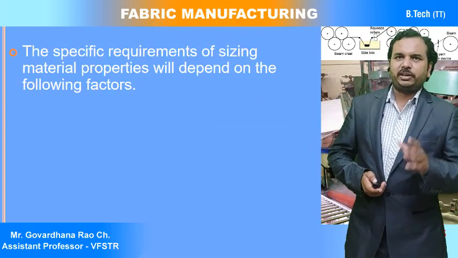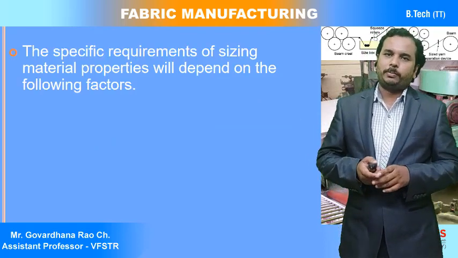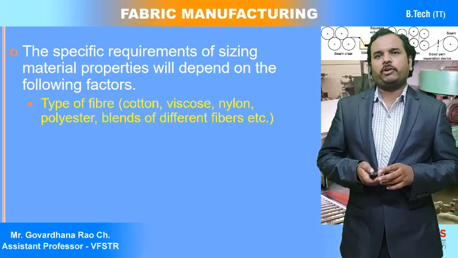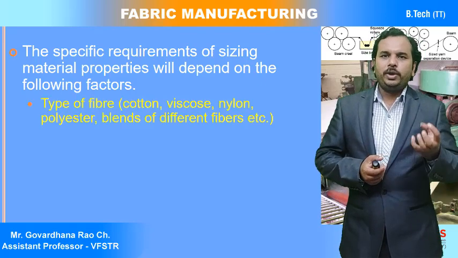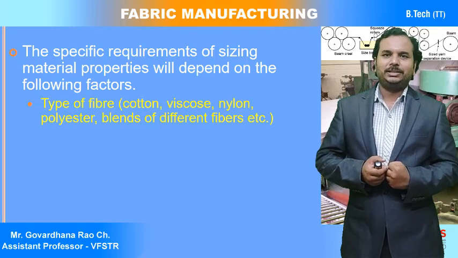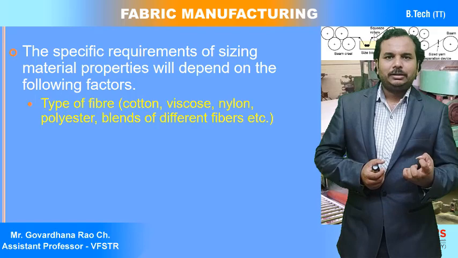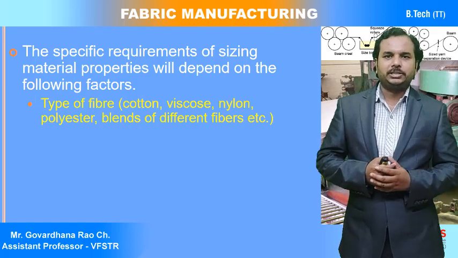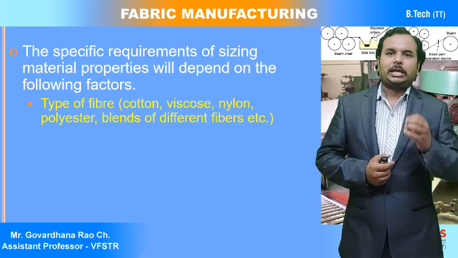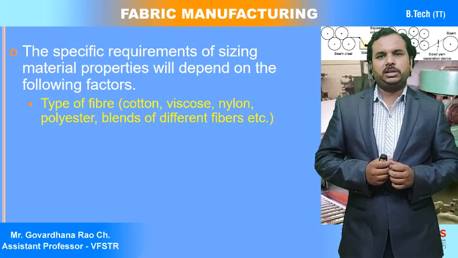And the specific requirements of sizing material properties depend upon the following factors. So how are we going to select the sizing ingredients? What are the factors which govern the selection of sizing ingredients? You can see here, type of fiber is one of the major factors.